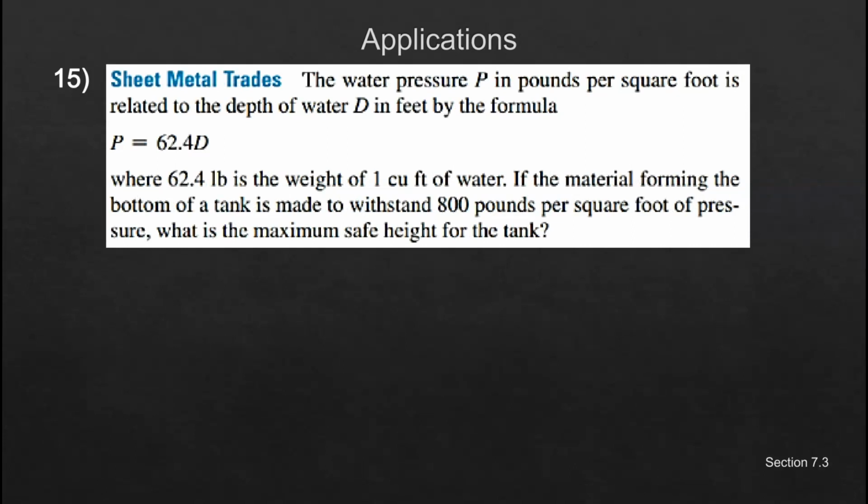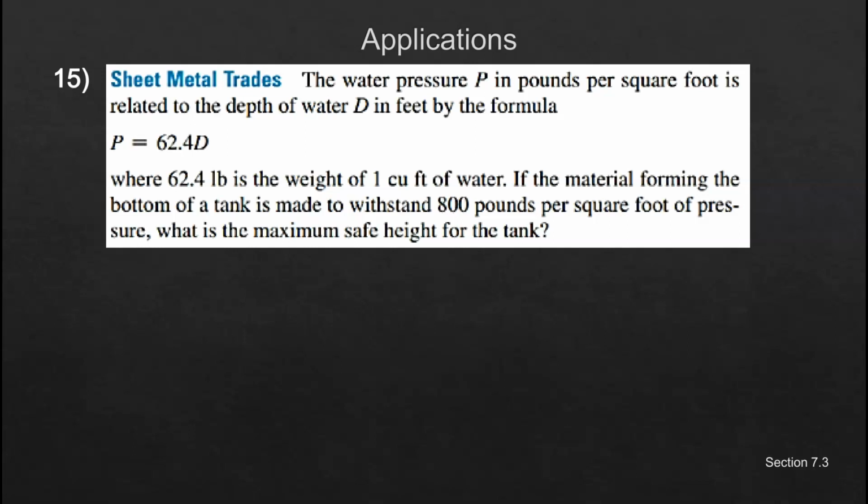So here's our next one. We're going to use the formula for the water pressure P in pounds per square foot, which is related to the depth of water D in feet by the formula P equals 62.4 D. 62.4 pounds is the weight of 1 cubic foot of water. Now remember, a cubic foot of water is 1 foot by 1 foot by 1 foot, so it makes a cube that's 1 foot on each side. If the material forming the bottom of a tank is made to withstand 800 pounds per square foot of pressure, what is the maximum safe height for the tank?